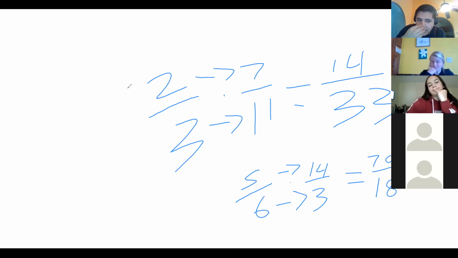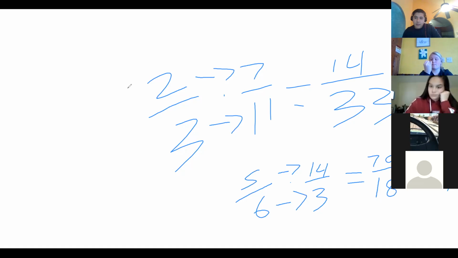So we can reduce this fraction, and we can actually divide both of these by 2. So if we divide both of them by 2, then we have 35 over 9. And that's about as far as it can go. 35 over 9.